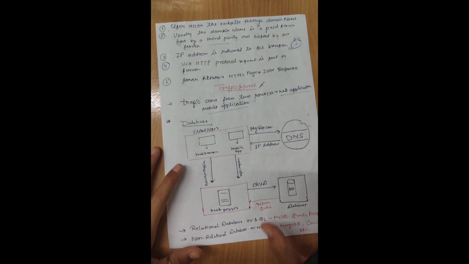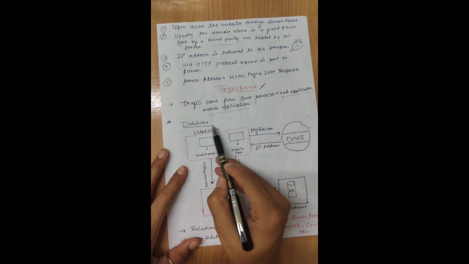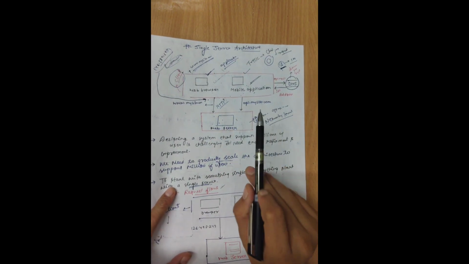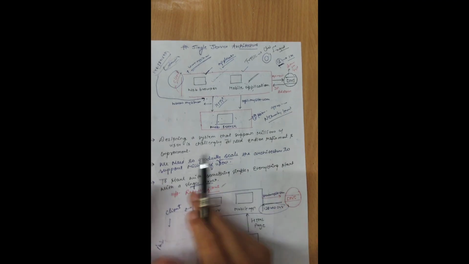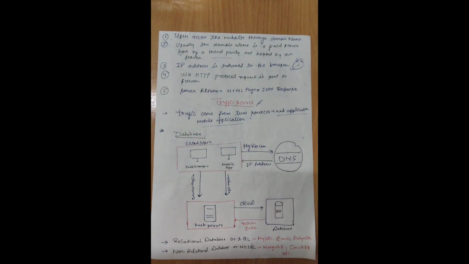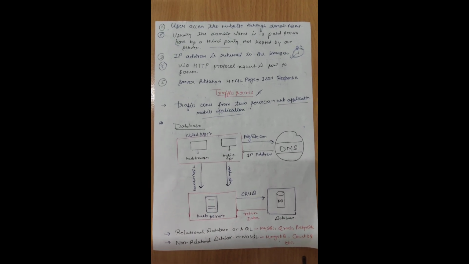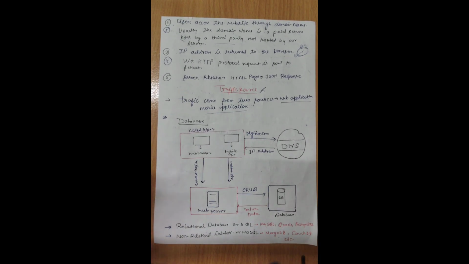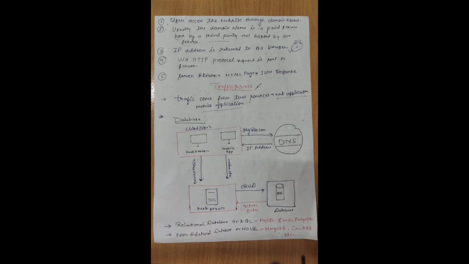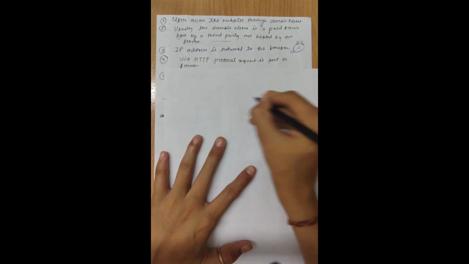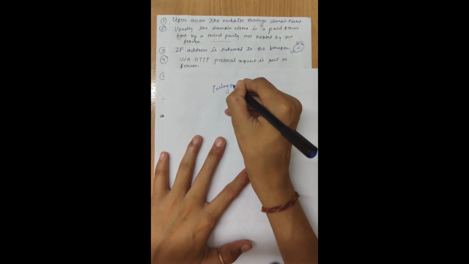Okay, now moving on to the next part, that is a database. Now we have understood this architecture. In this architecture there is one more thing, that is a database. Now what is a database? You might already know about databases. A database is a kind of storage system where you can store data. Now what data? Let's consider the case of Instagram.